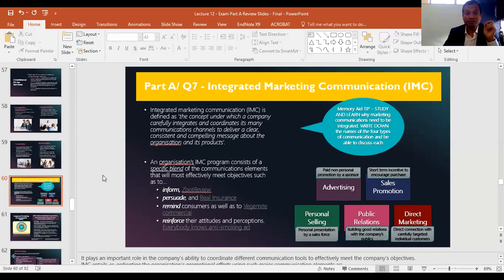Then in unit 7, we had a discussion on IMC, integrated marketing communication. If you remember, we discussed the five promotion mix tools, the five communication mix tools. What are those promotional tools? We had a great discussion on advertising, sales promotion, personal selling, public relations and direct marketing. And we have seen to a great extent the advantages and disadvantages, positives and negatives, strengths and weaknesses of each and every promotion.